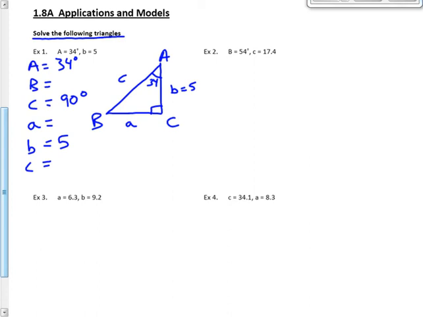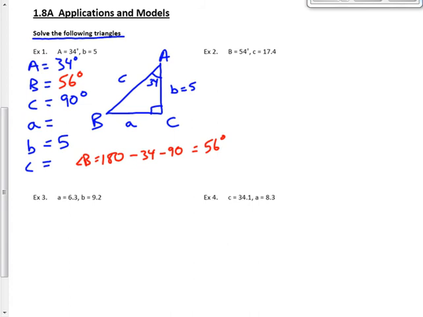That means if I take the 180 degrees in the triangle and subtract the 34 degrees and subtract the 90 degrees, I'm going to end up with angle B. So angle B is equal to 180 minus 34 minus 90, which is going to give us an angle of 56 degrees. So angle B is 56 degrees. And now, at some point, I need to find the other sides.